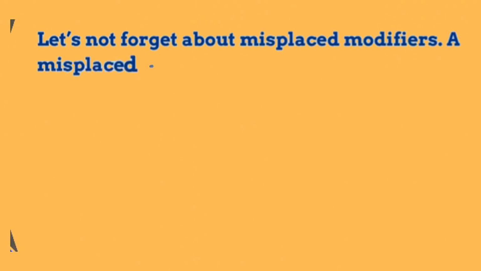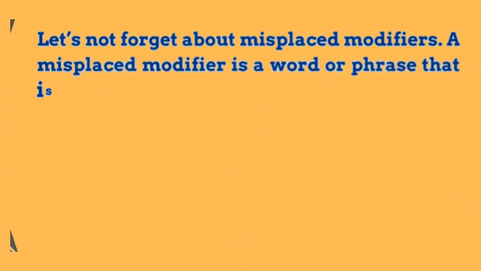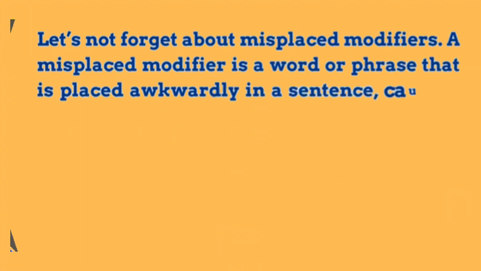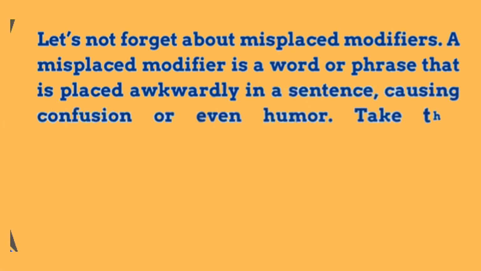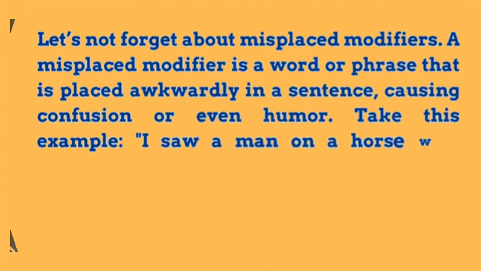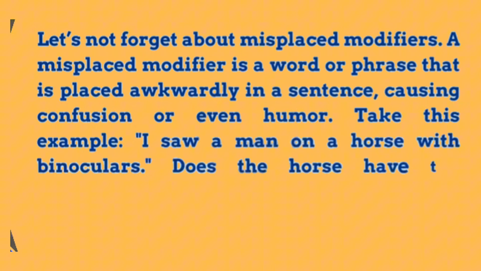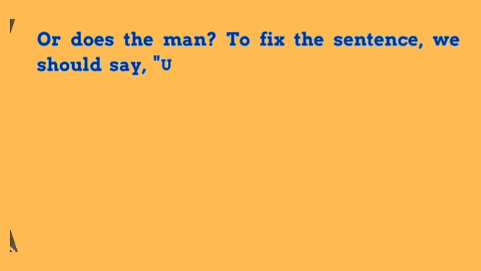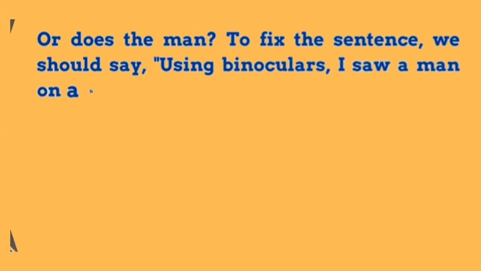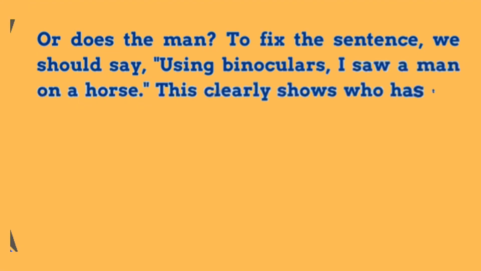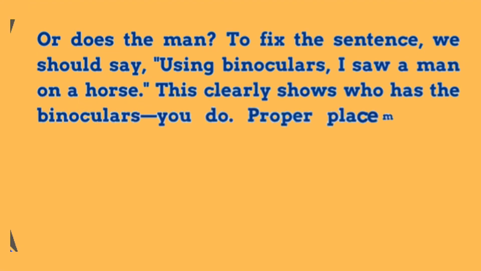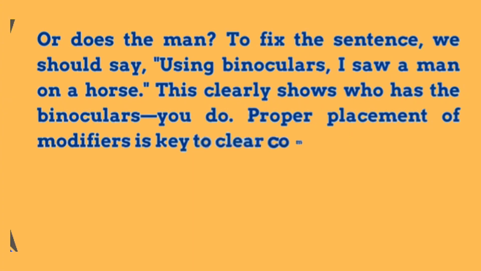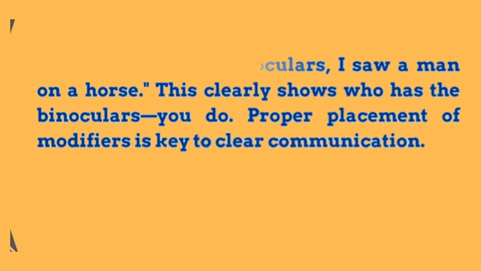Let's not forget about misplaced modifiers. A misplaced modifier is a word or phrase that is placed awkwardly in a sentence, causing confusion or even humor. Take this example. "I saw a man on a horse with binoculars." Does the horse have the binoculars? Or does the man? To fix the sentence, we should say, "Using binoculars, I saw a man on a horse." This clearly shows who has the binoculars. You do. Proper placement of modifiers is key to clear communication.